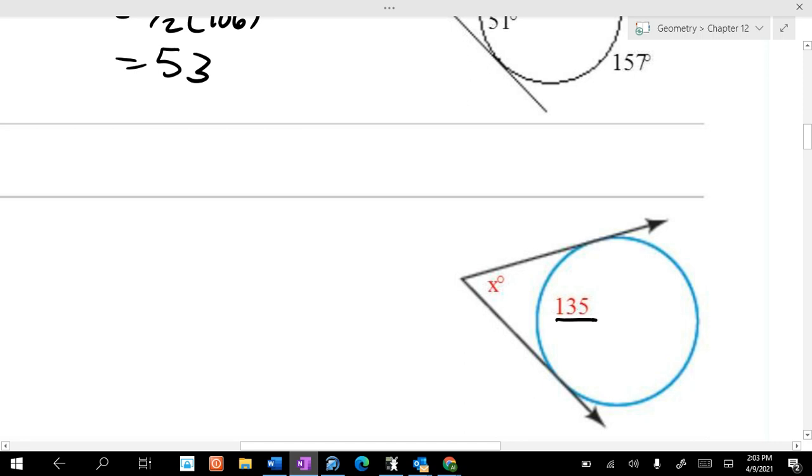If the small arc is 135, what's the big arc? 360 minus 135. 225. So x equals 1/2 of the big minus the little.